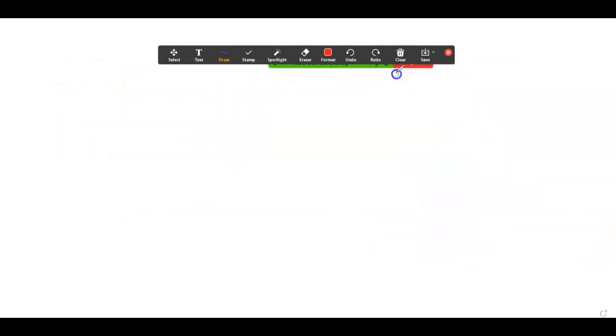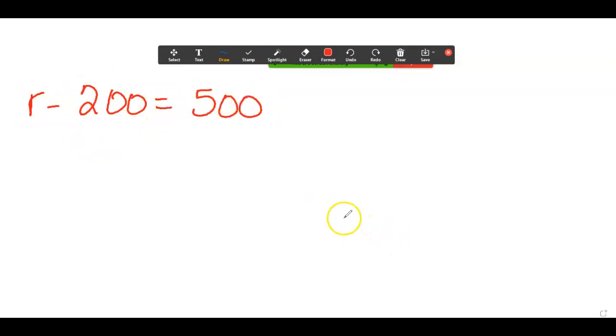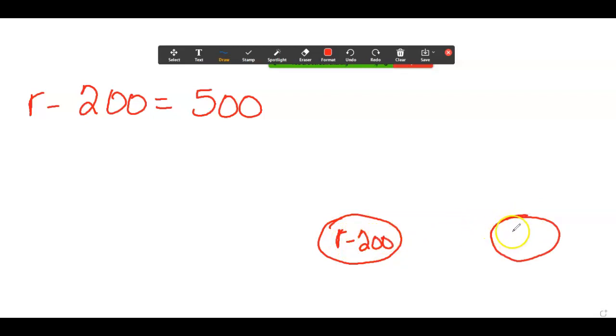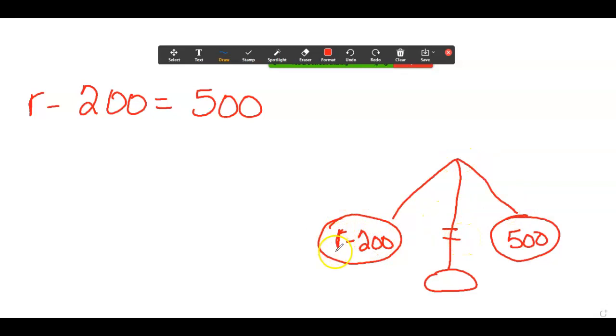All right, last one on this video. R minus 200 equals 500. So do my balance down here. So R minus 200 equals 500. All right, so right now they're equal. Over here, I want to get the R by itself. In order to do that, I do the opposite operation. So what's the opposite of subtraction?